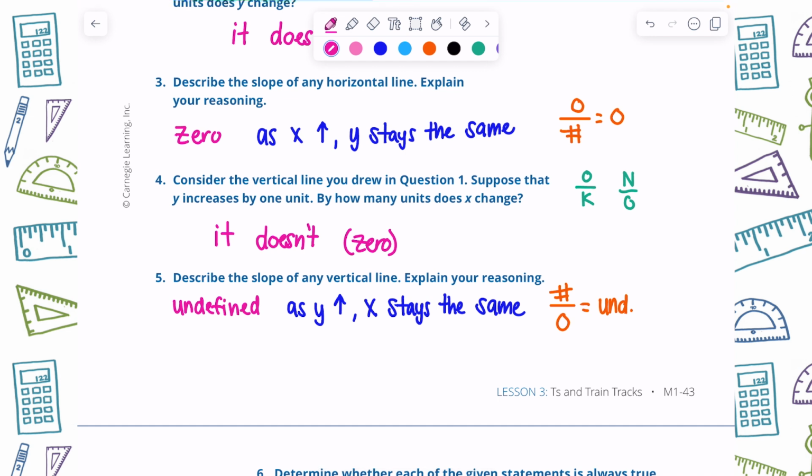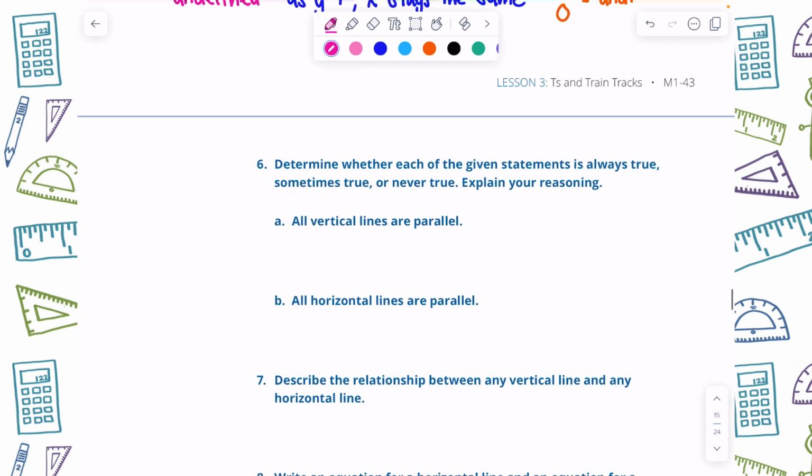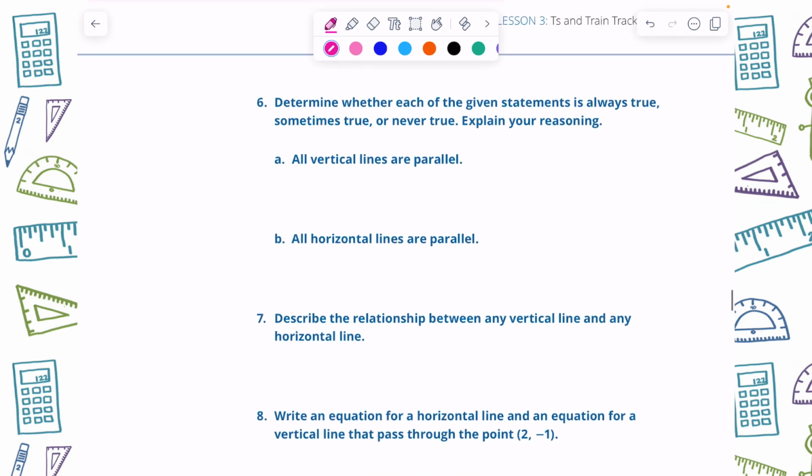All right, we're going to look at one more page in this video, page 44. Number 6 says, determine whether each of the given statements is always true, sometimes true, or never true. Explain your reasoning. So let's look at A. A says all vertical lines are parallel.